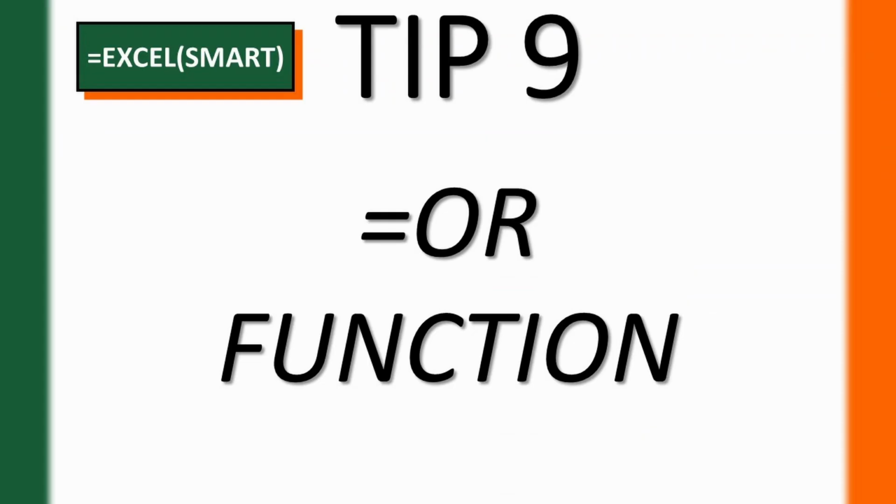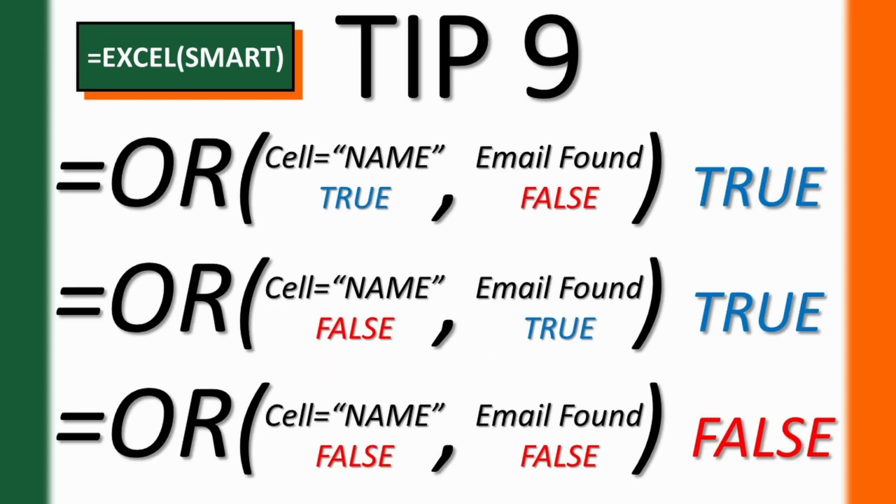Tip number 9 today is the OR function. Remember how we declared column 1 when the cell to the left said name? Well, we're going to use the OR function to declare column 1 when the cell to the left says name, or when the find function found the email. The OR function works by entering a series of true and false tests, all of them separated by commas, and if any of them are true, the OR function is true. So let's build this function live now.